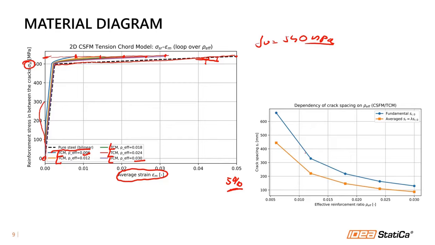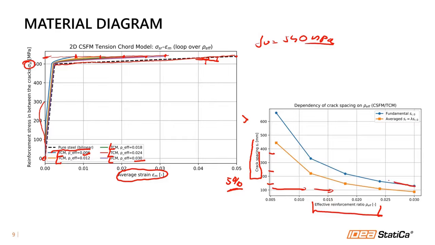It's also stepping into the crack spacing, where we can see the nonlinear trend: on the vertical axis there is the crack spacing, and on the horizontal axis is the effective reinforcement ratio. So once I have more reinforcement, I'm getting smaller crack width or crack spacing.